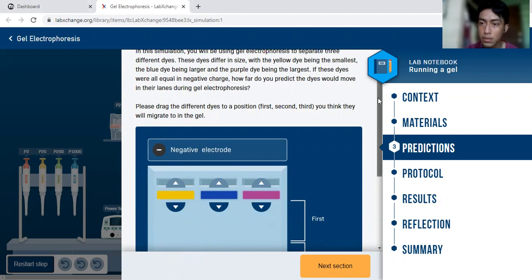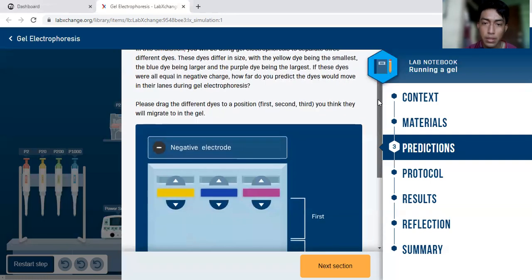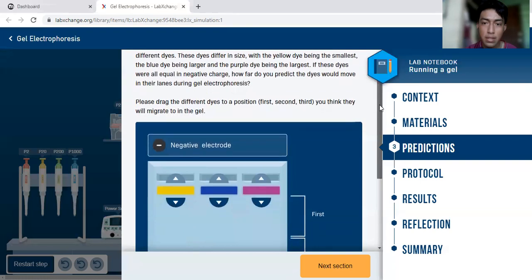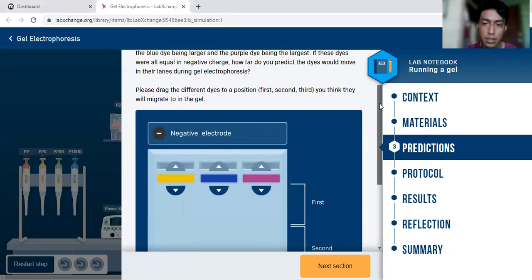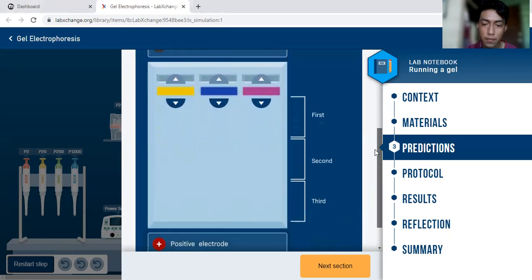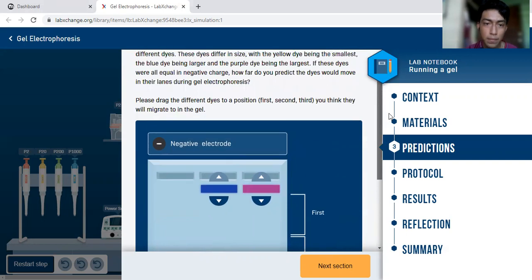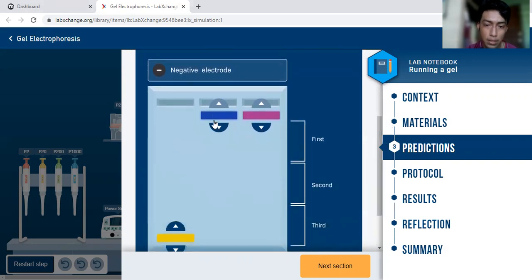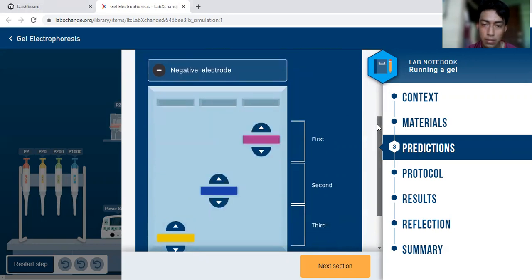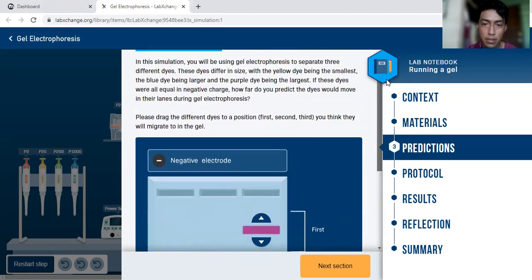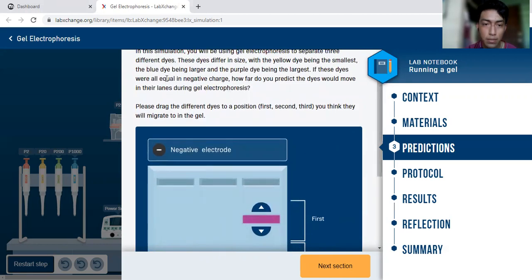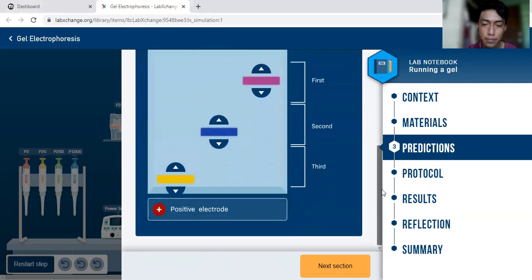So taking into account that they're all equal in negative charge, we would separate them based on their size. The yellow, being the smallest, will travel further because we've read that in the context. The next one would be the blue dye in the second and the purple in the third. We're assuming these based on their sizes because we're told that they're equal in negative charge.